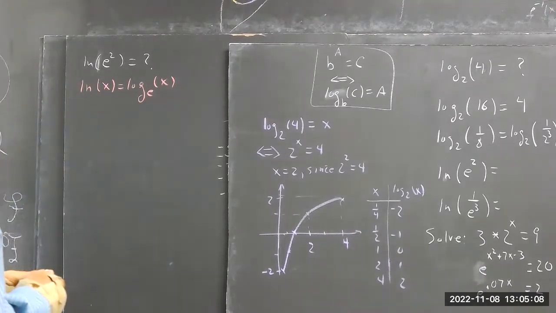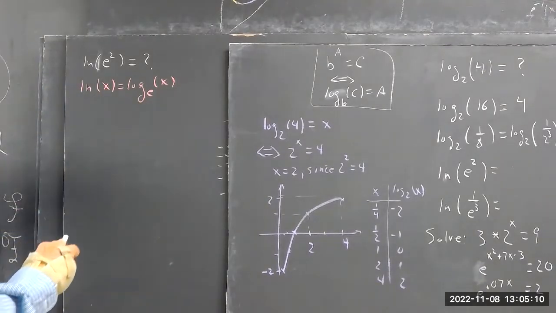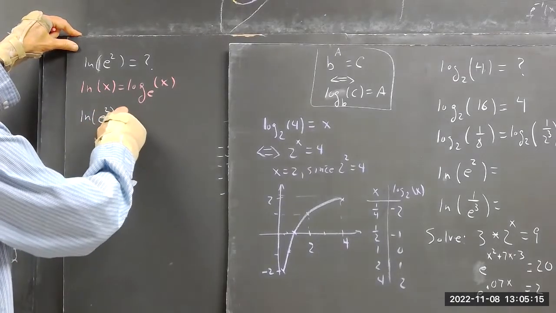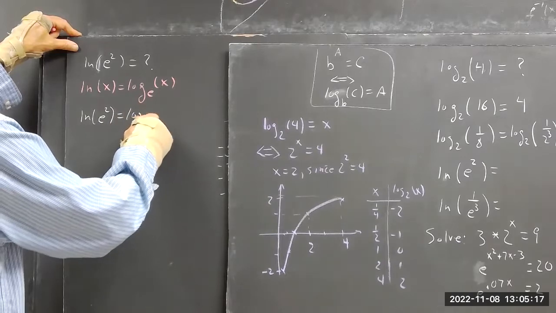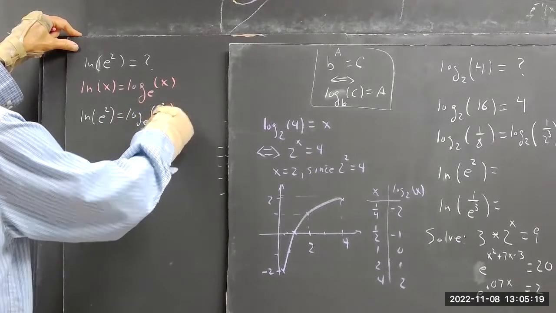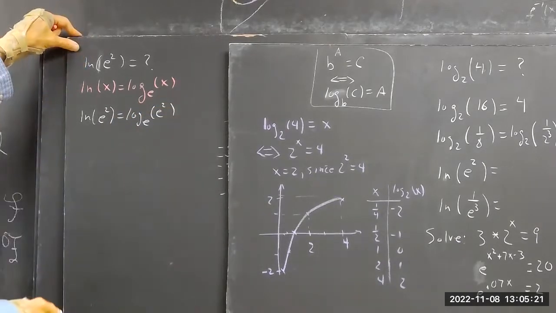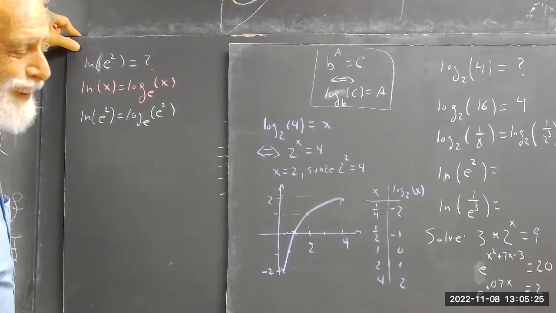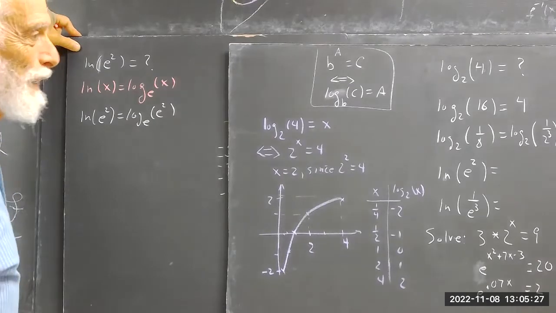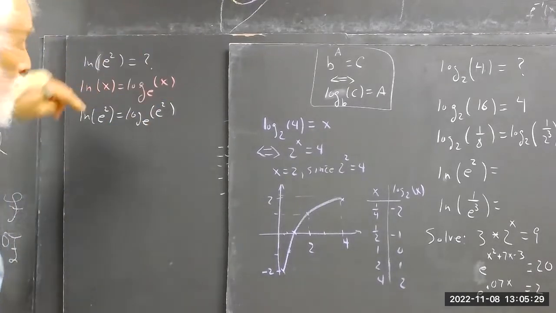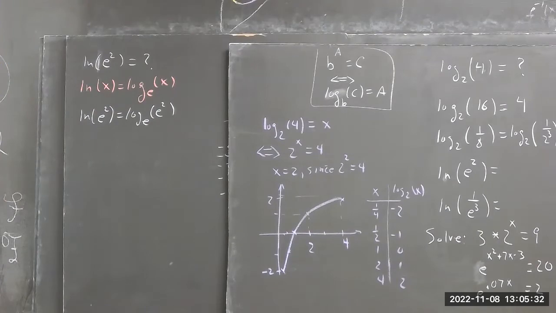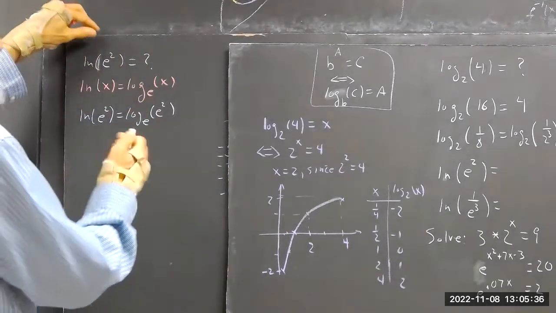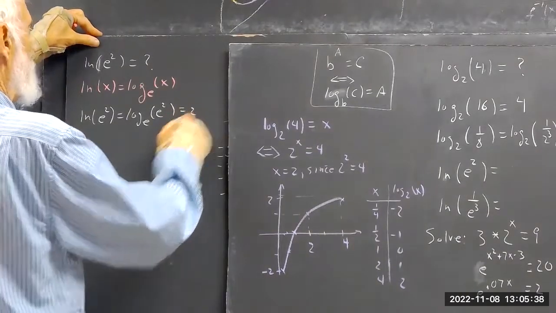Natural log of x is log base e of x. So the natural log of e squared is log base e of e squared. Now, it should then be obvious what the answer is, but just in case it isn't yet. Log base e of e squared, and yeah, we know that's 2.